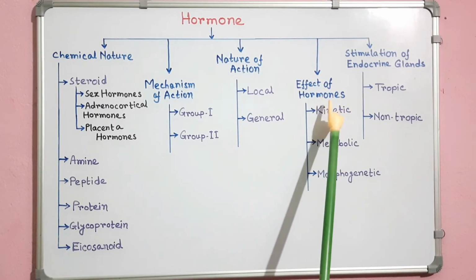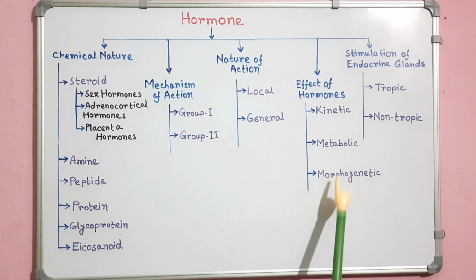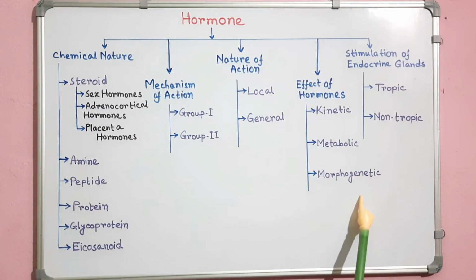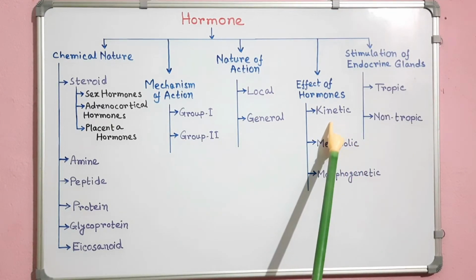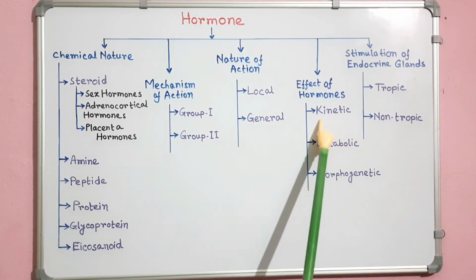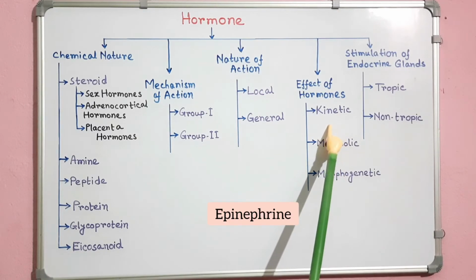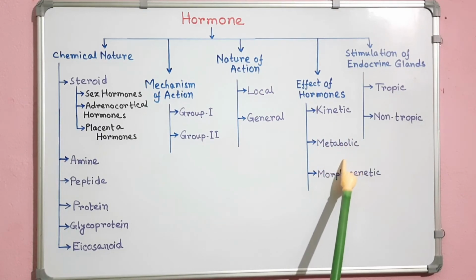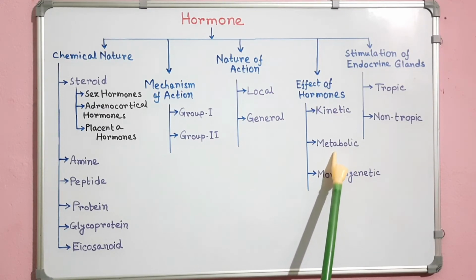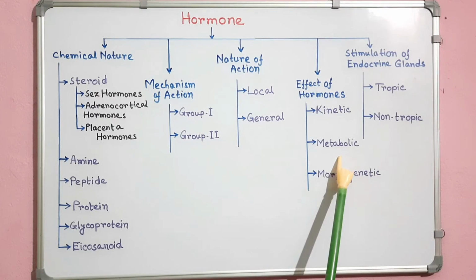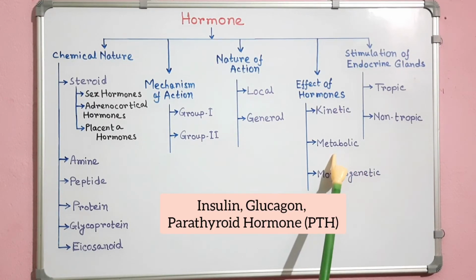According to effect of hormones, they are classified as kinetic, metabolic, and morphogenetic hormones. Kinetic hormones may cause muscle contraction, pigment migration, glandular secretion, and others. Example, epinephrine. Metabolic hormones mainly cause changes in the rate of metabolism and balance the reaction. Example, insulin, glucagon, parathyroid hormones, etc.